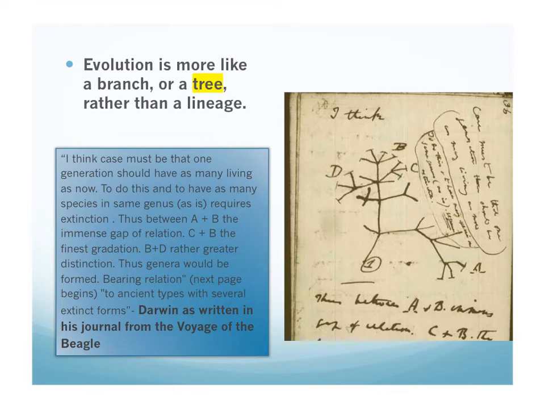So the best way to think about evolution is sort of like a tree or a family tree, rather than some kind of lineage. It's a branching of a tree. And this is actually a picture from one of Darwin's observations, which is his family tree that he was spreading out.